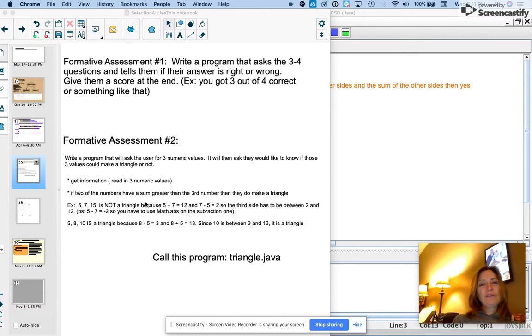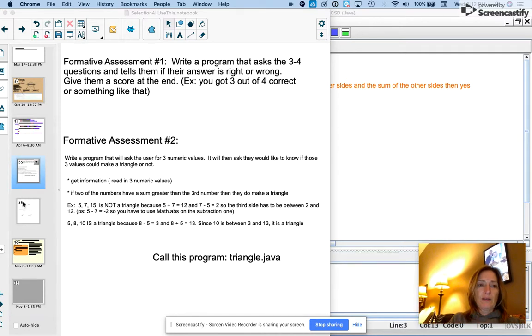Okay, so for formative assessment number 2, you're seeing if 3 side lengths can make a triangle or not. So I give you this example down here that 5, 7, and 15 would not be a triangle because the third side has to be between the absolute value of 5 minus 7 or 7 minus 5. You just don't know which one's the bigger one. But when you subtract those two numbers, it's the lowest value that the triangle's third side can have. When you add them together, it's the highest value.